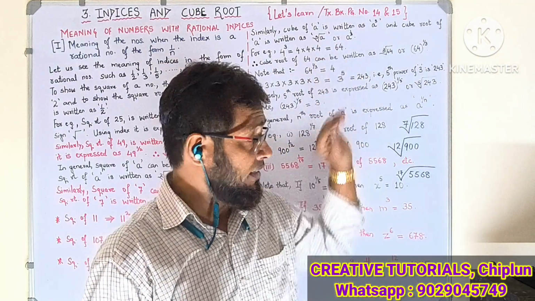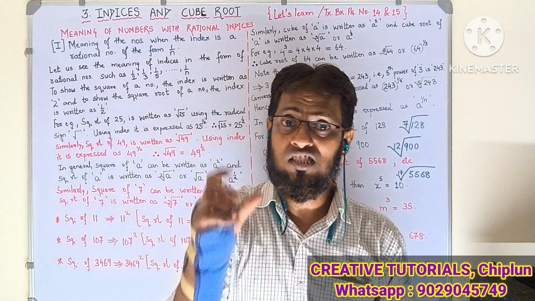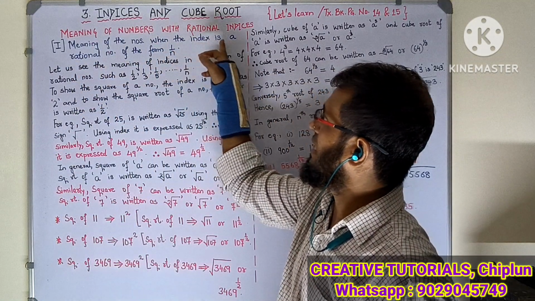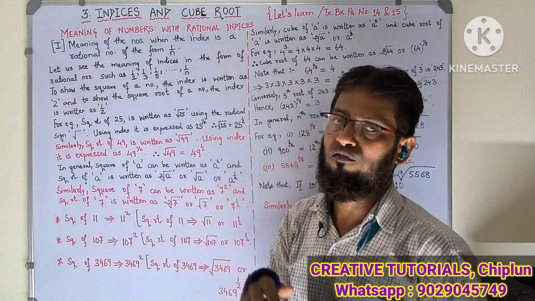Okay, so I hope the entire video is clear to all of you. Okay, this was the first part. Okay, that is meaning of the numbers when the index is a rational number of the form 1 upon n.